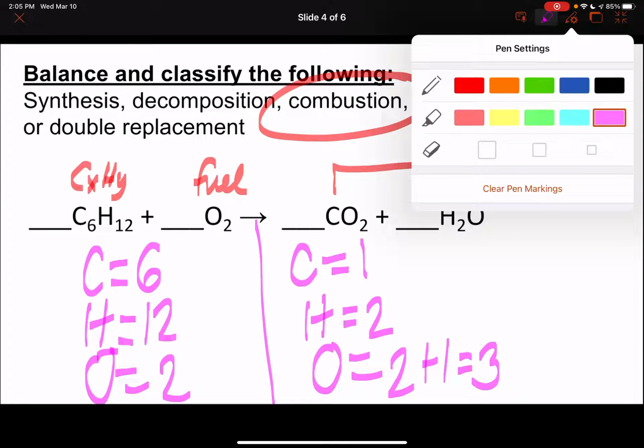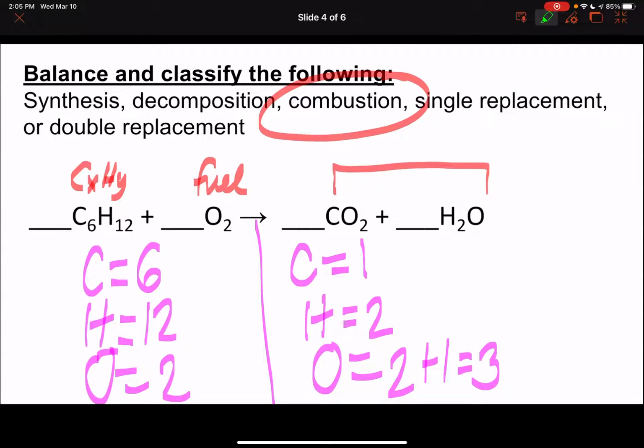Now when we're doing this, we want to make sure that we always start at the top. So let's do our C first. How do we make a 1 look like a 6? We put a 6 there. So 6 times 1 gives us 6. And then it changes this O. 6 times 2 would now give us 12 plus 1 is 13.